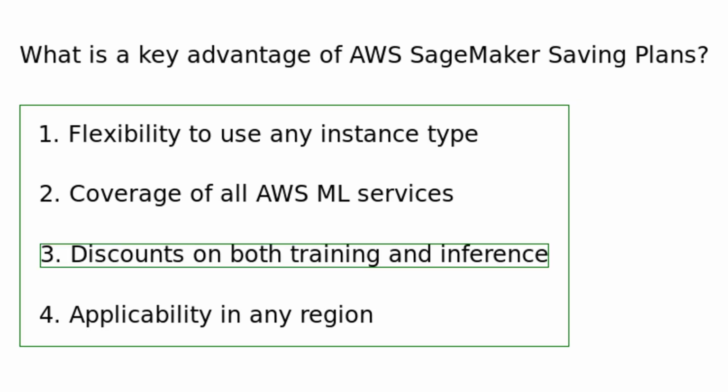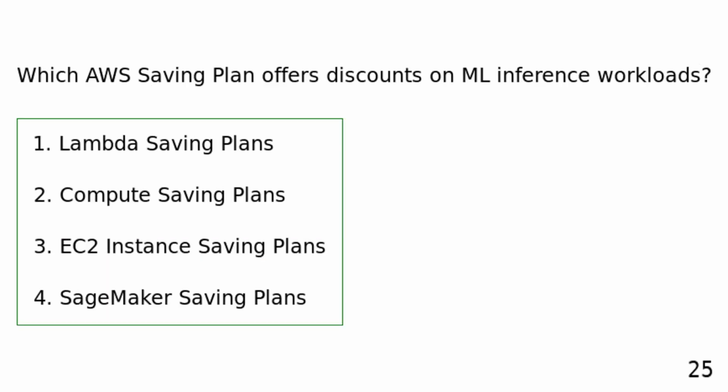SageMaker saving plans uniquely offer discounts on both training and inference workloads within SageMaker, optimizing costs for the full ML lifecycle. Which AWS saving plan offers discounts on ML inference workloads?